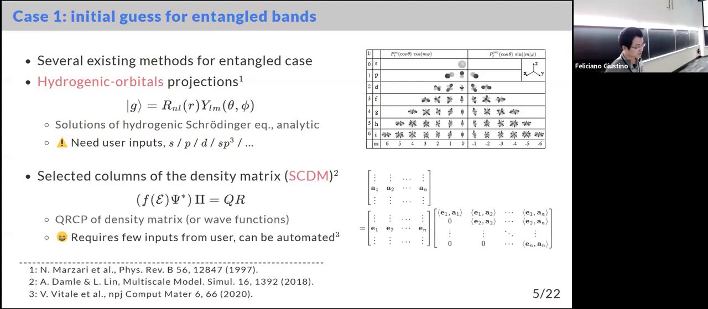Second, in recent years, there's a method called selected columns of the density matrix, which essentially does a QR decomposition of the real space density matrix. So this is a mathematical transformation: you pass a density matrix here, and then you do a QR decomposition with column pivoting, and then you can select the columns to use as the initial guess for your system. This requires little input from the user, and it can be automated, as we have seen in Monday's tutorial for SCDM for the LED system.